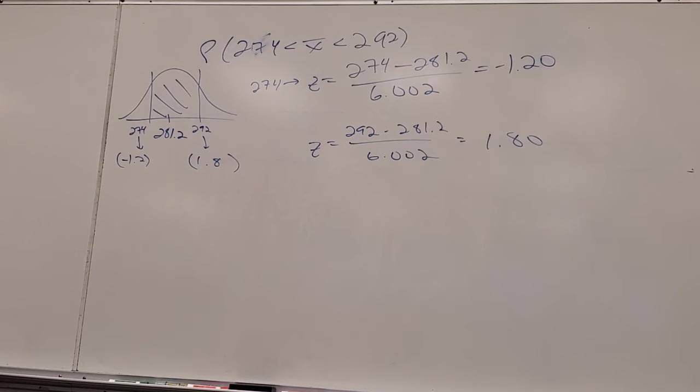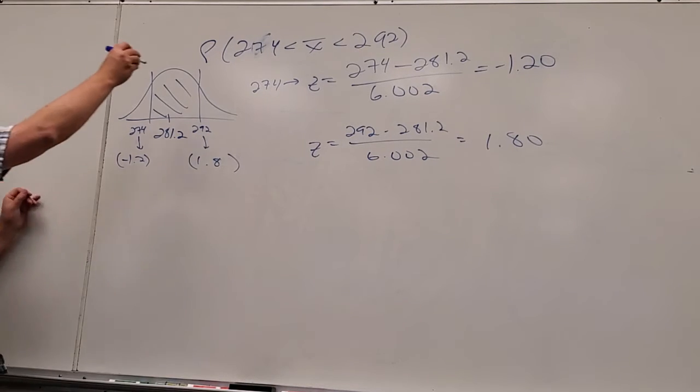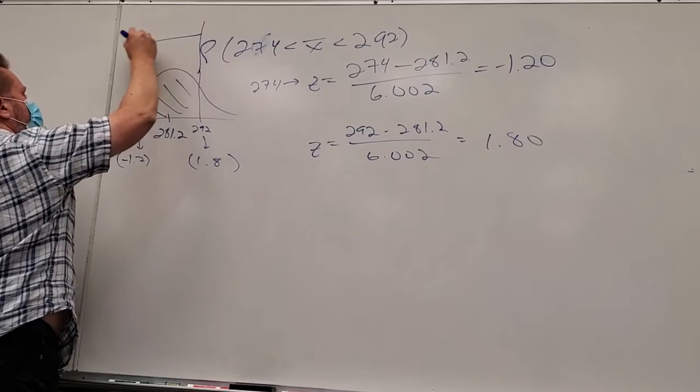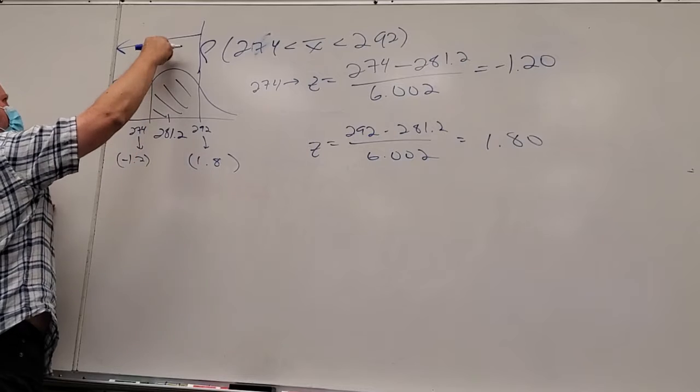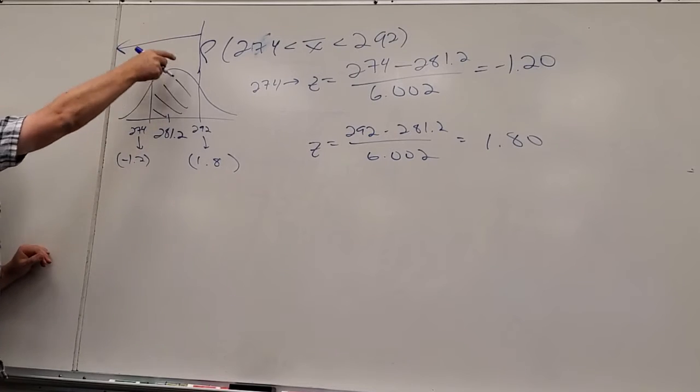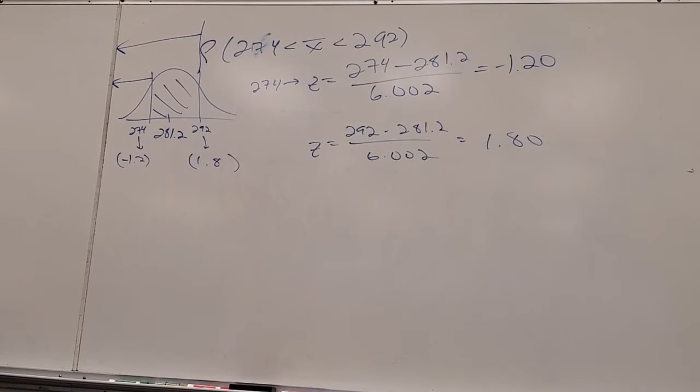Is that when you go into the z-score chart, find them and then subtract them? Yep. So now you find this area, which is gonna be too much, and you find this area, which is exactly how much too much, you subtract them, and you end up with that area.